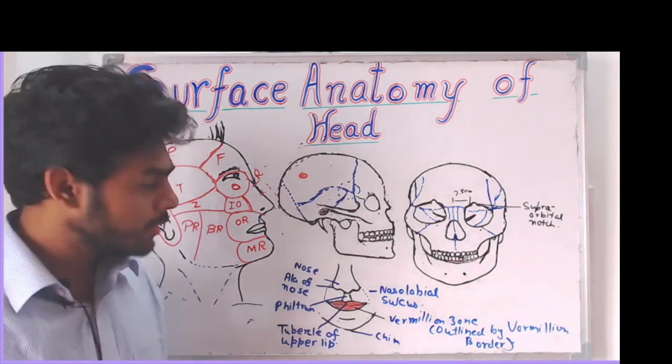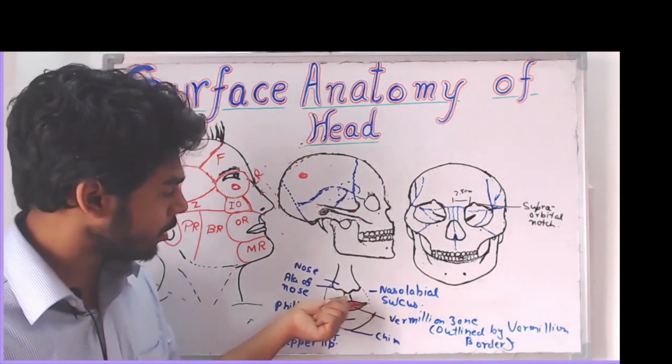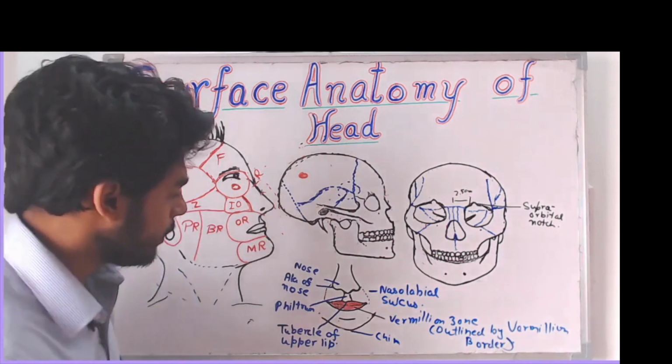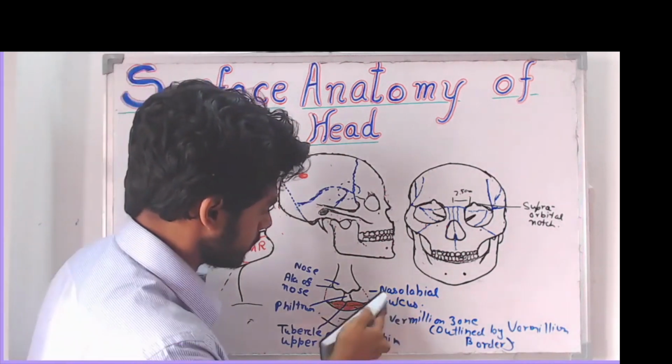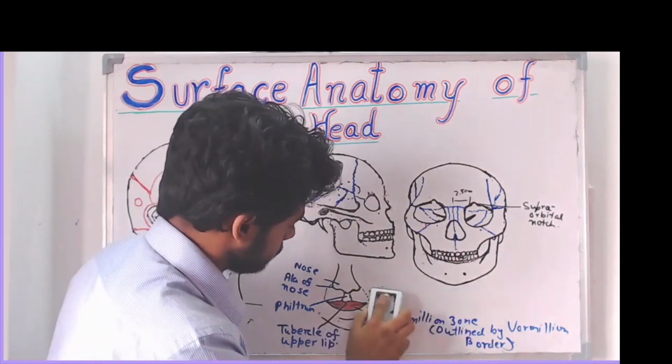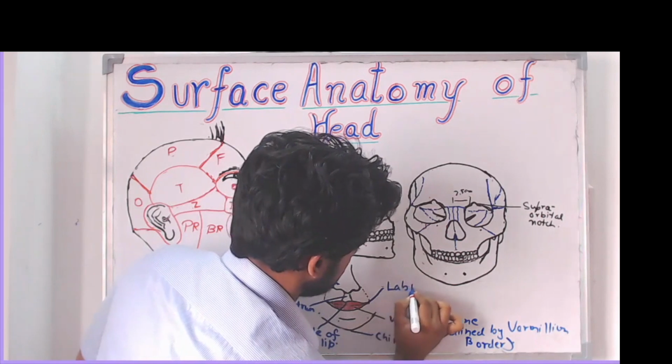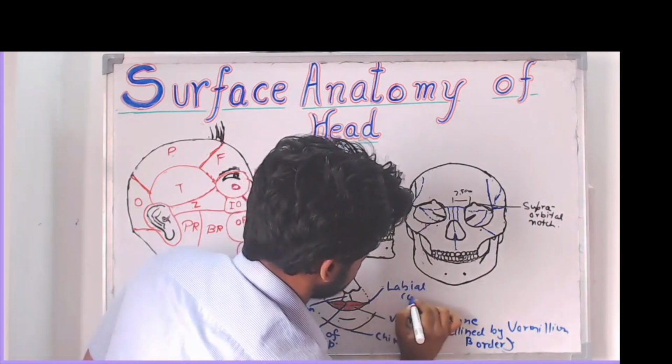The corner of the mouth, or the corner of the lip, is called the labial commissure. Let's rub this because I don't have space to write. This is called the labial commissure.